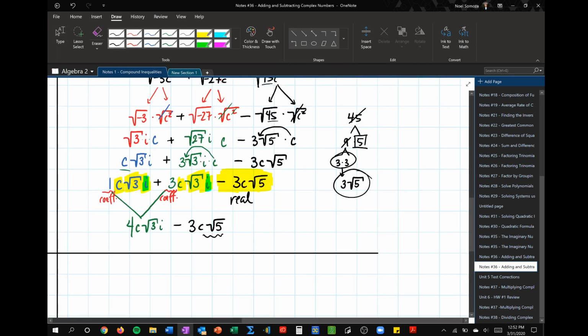Okay, so since this part is the real, including that negative, that has to be written first. So negative 3 c root 5. The imaginary part, which is in green, we write in the back. Now that 4 is a positive 4, so that's going to be plus 4 c root 3. And the fact that there's an I attached to it is what makes it imaginary. Okay, so then that is the solution to this expression.